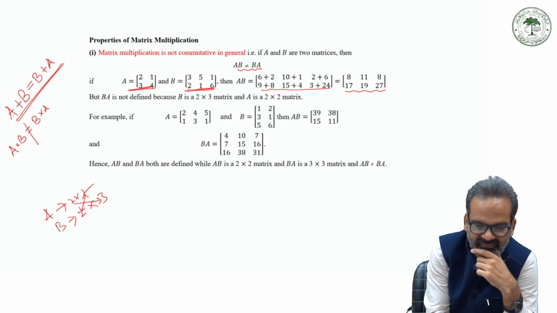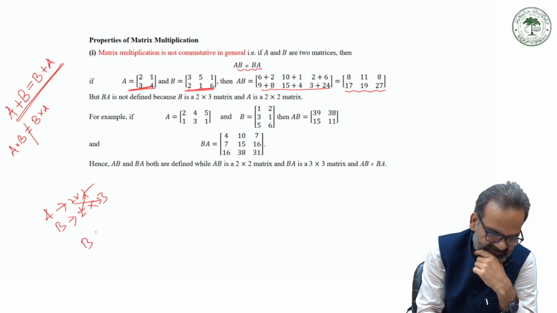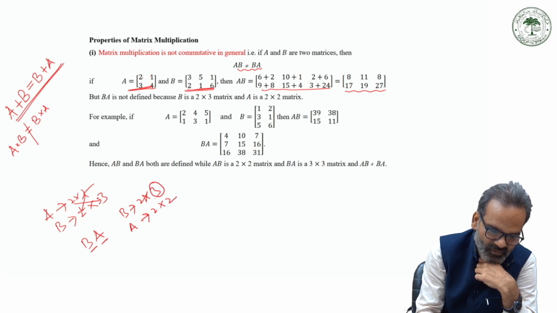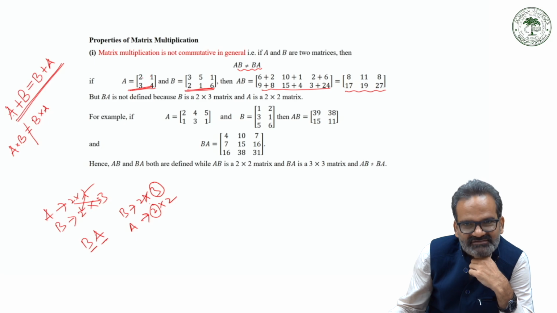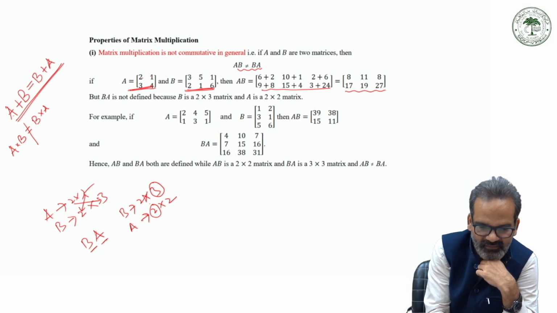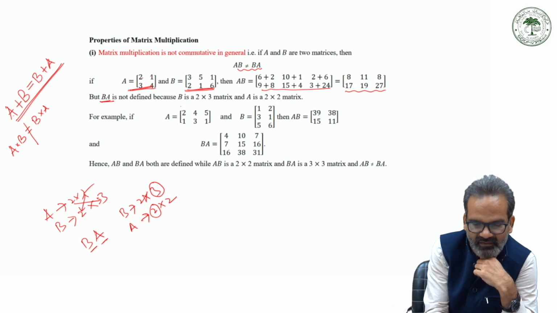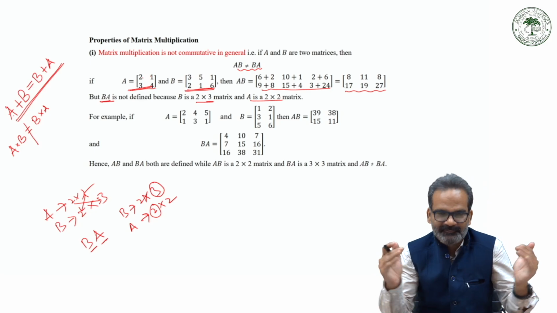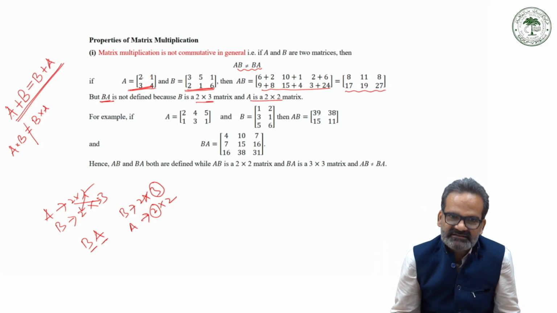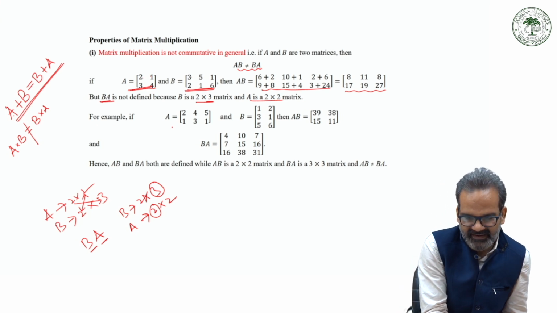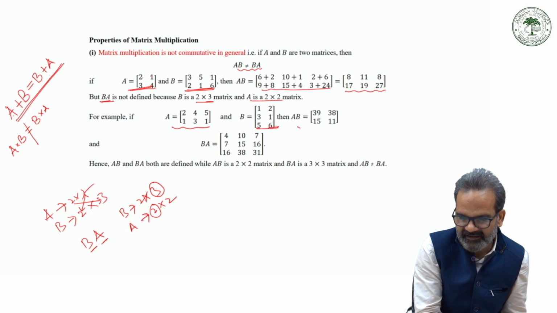But BA is not defined, because for BA the columns of B should be equal to the rows of A. The order of B is 2 by 3 and the order of A is 2 by 2. B contains 3 columns, A contains 2 rows, so this condition is not satisfied. Therefore, BA is not possible, because B is a 2 by 3 matrix and A is a 2 by 2 matrix. The requirement for the product of the two matrices is not satisfied, so we cannot find BA, right?